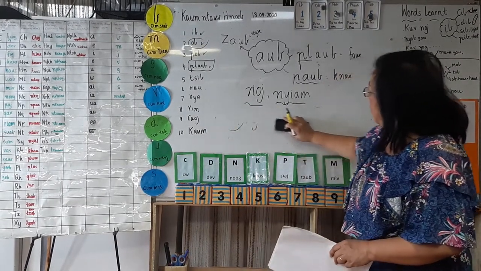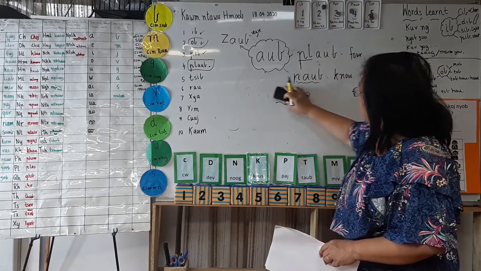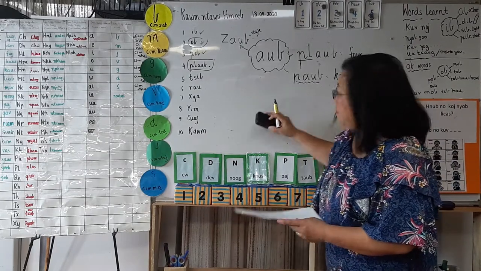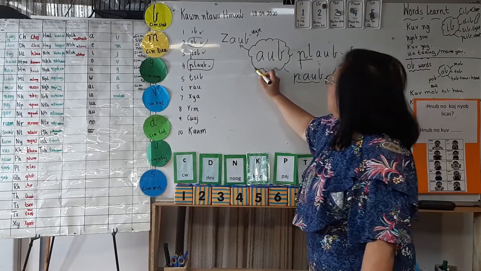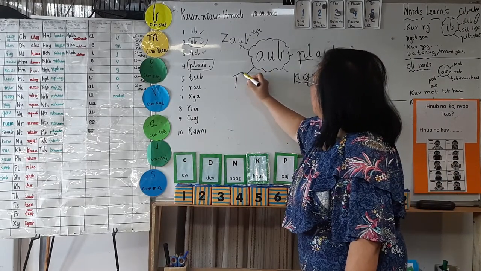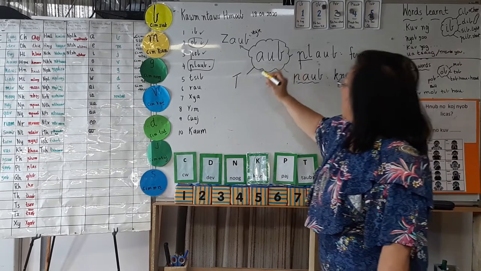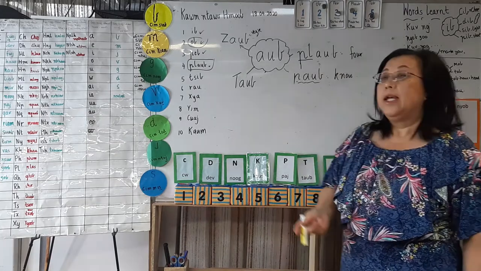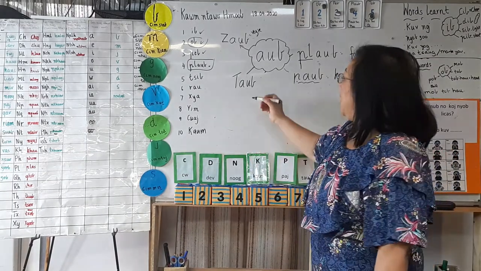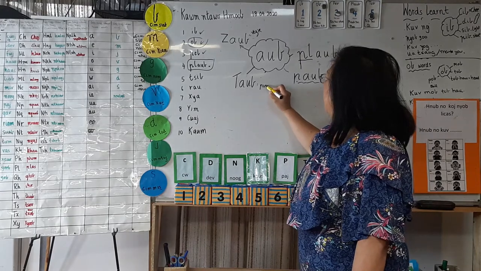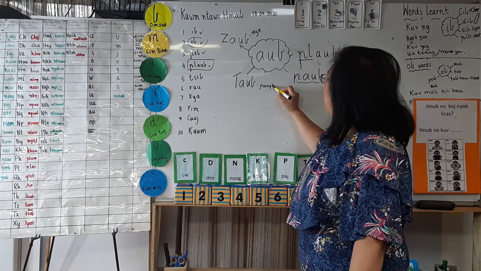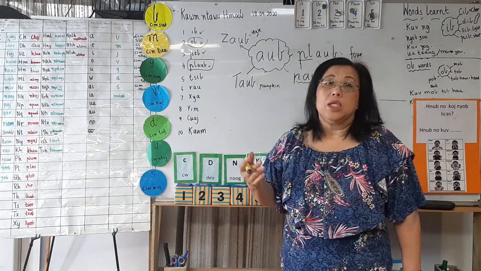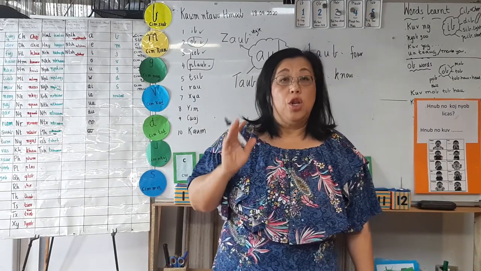Now, I'm going to put some letters, some words together for you and see what you can read from our last lesson. I'm going to create another one here. What did I say this one? To, ao, tao, that's tao. Tao means pumpkin. I like eating pumpkin. Gu nia no tao.